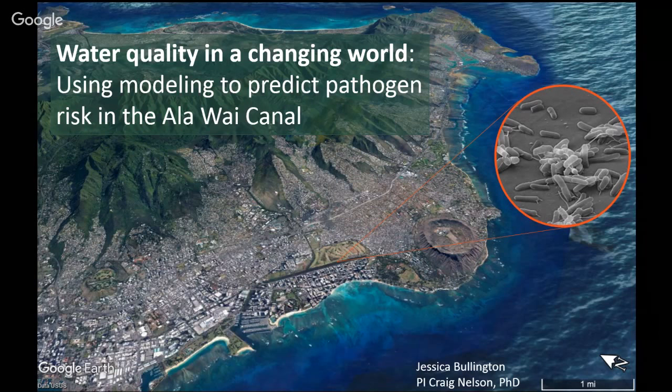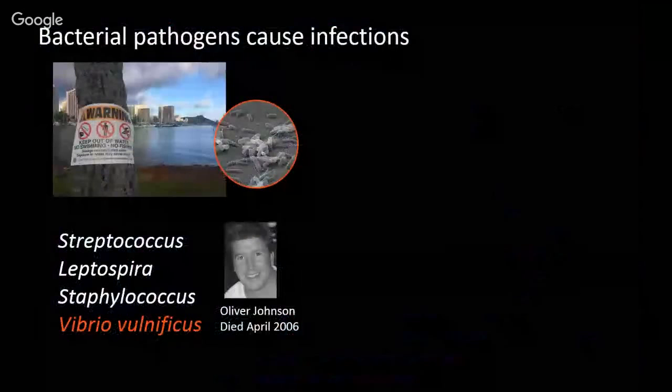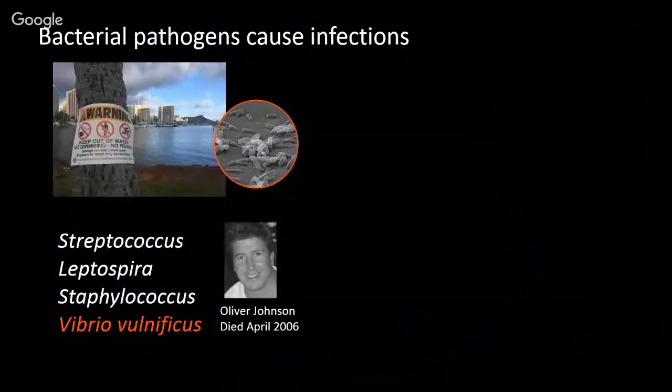So why do we care about pathogens in the Ellison Canal? Well, bacterial pathogens cause infections, and they can be fatal. Some of the pathogens that we see here are listed on the left, and the one that we're going to be focusing on today is Vibrio vulnificus. In 2006, Oliver Johnson is thought to have died from a Vibrio vulnificus infection.